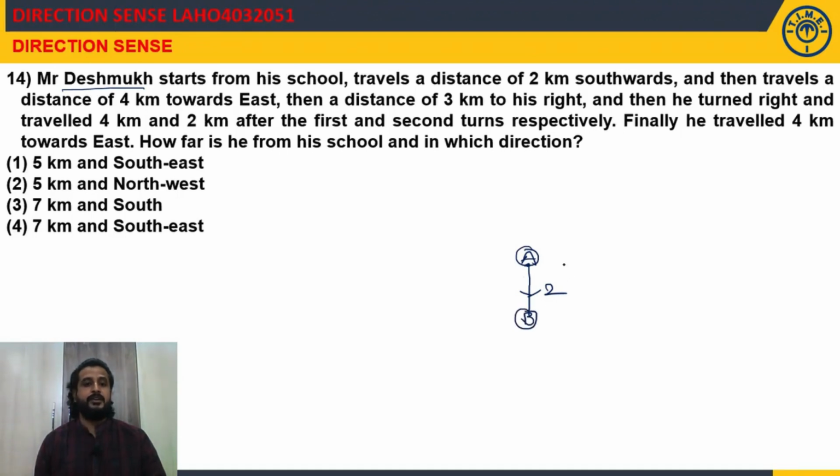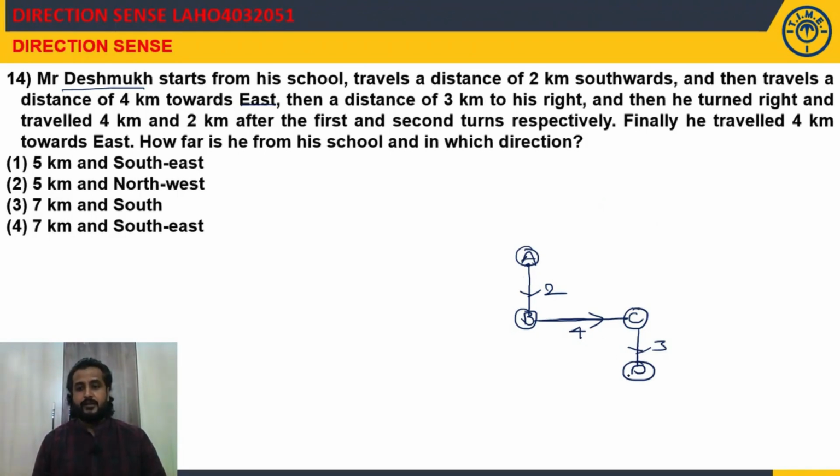So from B, east. Directly given, east. So right hand side. How much distance? 4. Okay, 4. Let's say it is point C. Then distance of 3 kilometers to right. From C, right hand side. Moving east, right hand side will be south again. So 3. So let's say distance point D. Here is point D. And then turn right and travel 4.